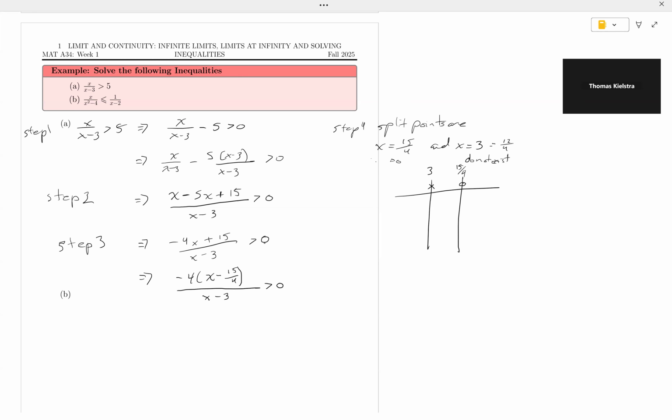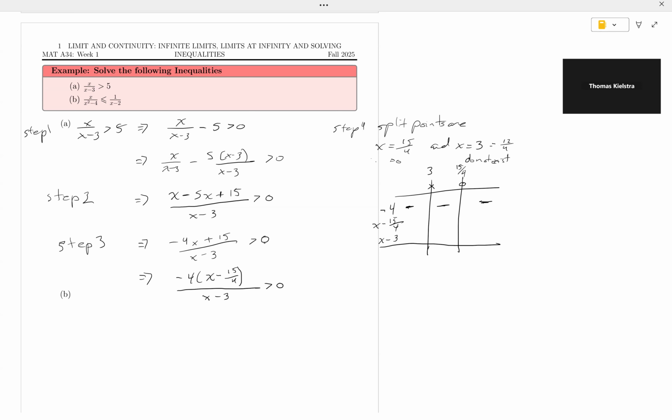Now, I'm going to write out every factor that's involved: minus 4, x minus 15 over 4, and x minus 3. So those are all of my factors. Now, to complete the sign chart, I'm going to look at what happens to each factor on the far right side. I'm going to throw in a massive number, say 80. Well, minus 4, when you plug in 80, is always going to be minus 4, so it's negative. If I plug in a massive negative number, like minus 1,000, it's still minus 4, it's negative. So it's negative everywhere.